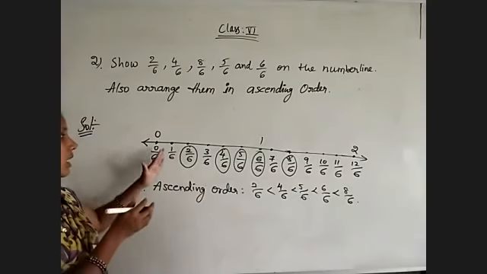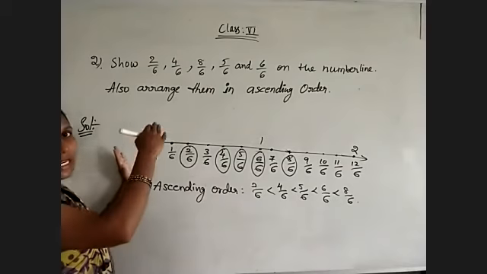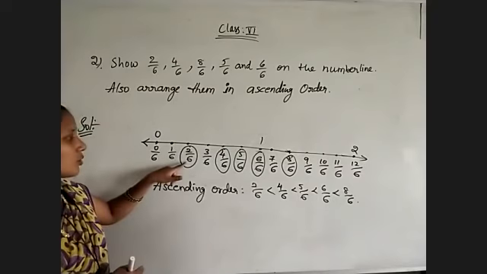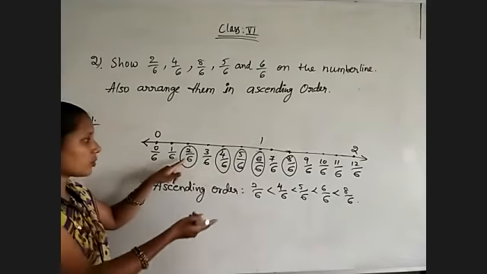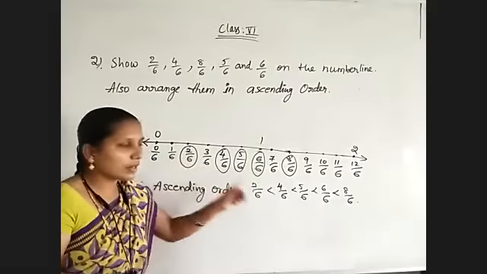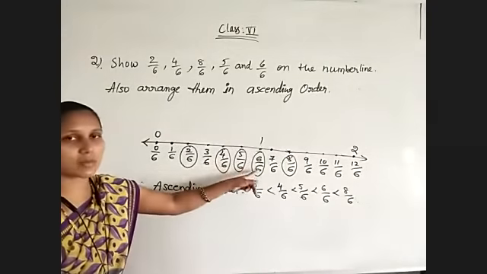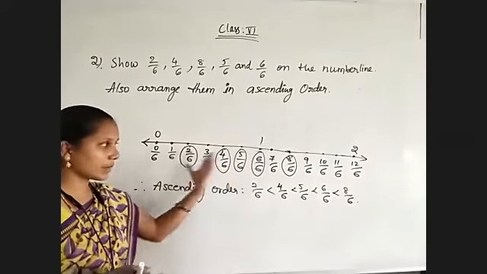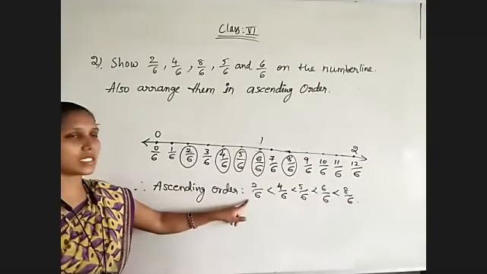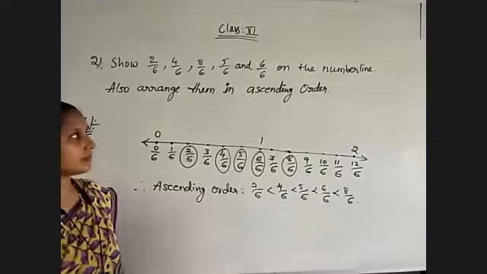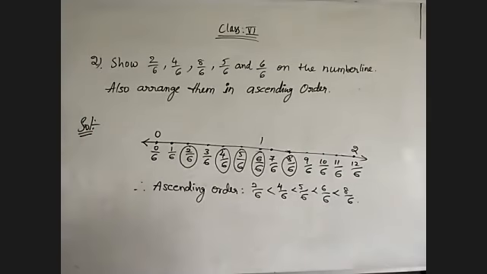On the number line, the smaller one will lie on the left side and the greater number will lie on the right side. So for 2 by 6, 4 by 6 is greater. 2 by 6 is smaller than the given fractional numbers 4 by 6, 5 by 6, 6 by 6, 8 by 6. That is lesser than the remaining 4. That's why we got it first in ascending order. Ascending order, descending order comes under comparison.